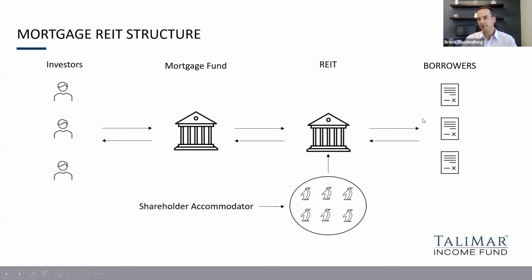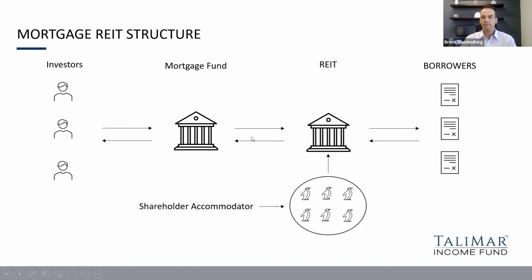Now, the flow of capital occurs this way. So those borrowers make their interest payments to the REIT. The REIT then distributes those funds to the mortgage fund. Okay? And then the mortgage fund makes their monthly or quarterly distributions to the investors.